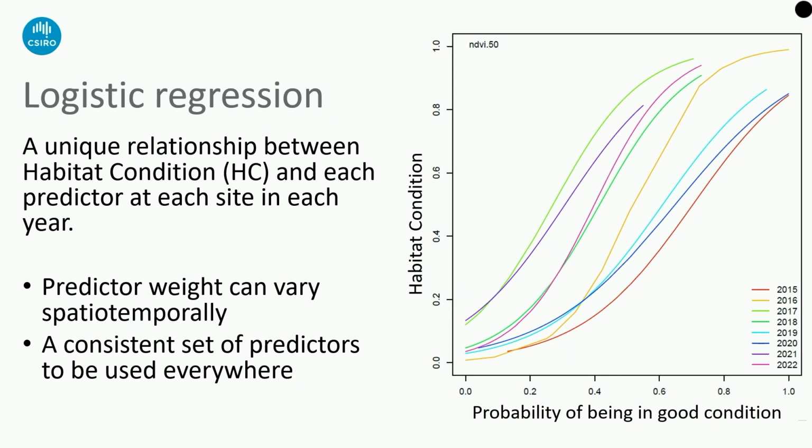Now, the good thing about this approach is that we have converted a particular predictor of a site to the chance of the site being good. If we plot the probability of the site being in good condition against the actual habitat condition score, we can then see this logistic regression between the two. So we allow this logistic regression to change over time and from site to site.